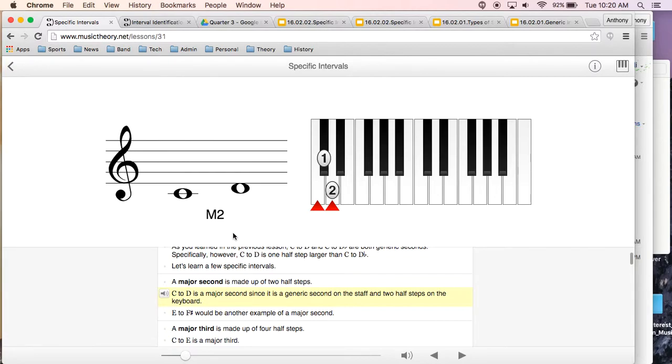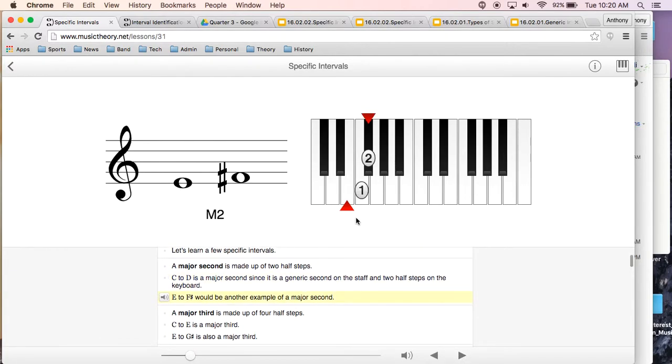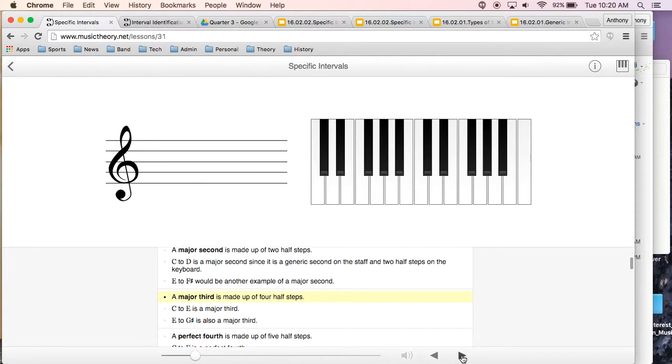So what we'll start with, we'll think in the key of C, and we'll think of a major second. So a major second above C is 2 half steps away. So notice here we have 1, 2 half steps, so a major second above C is D. A major second above E, we would go up 1, 2 half steps, would be F sharp. Just think the generic second would be F, and then here we touch this key on the keyboard, it's F sharp.